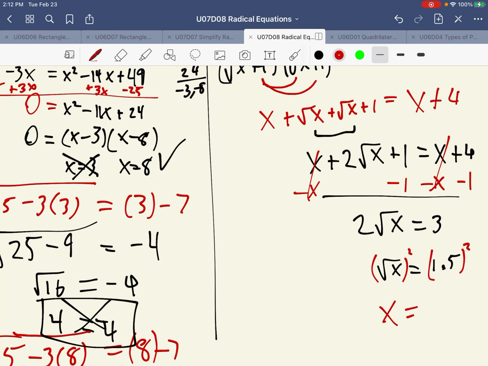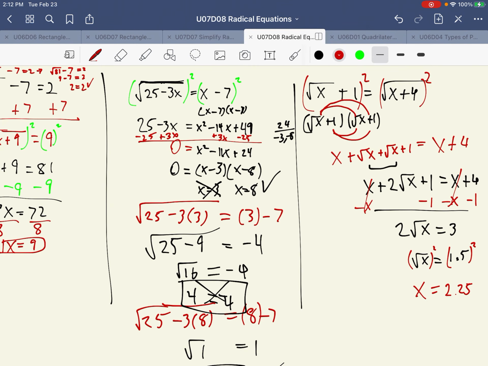And we get x is equal to, off the top of my head, I don't know 1.5 squared. I would imagine it's 6.25, but just in case, I'm just going to use my calculator real quick. 1.5 times 1.5, we get 2.25. Oh, excuse me, 2.25. Now we have to check and see if it's an extraneous solution.